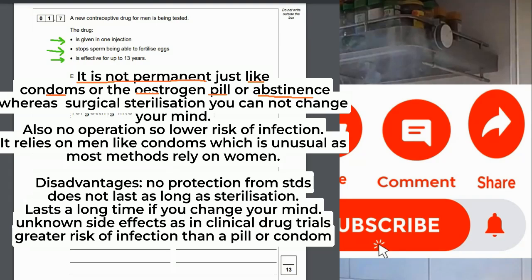So first thing, it's not permanent, which is just like condoms, same as the estrogen pill, or not having sex, which is called abstinence. Compare that to surgical sterilization, where you can't change your mind. That's where you get your tubes cut. Also, no operation, so there's a lower risk of infection. It relies on men, which is just like condoms rely on men, which is unusual as most of the methods of contraception rely on women.